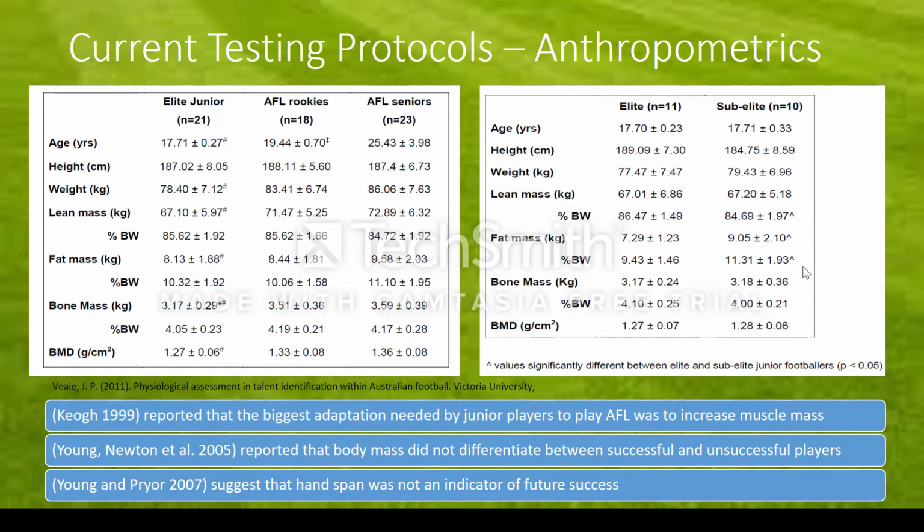If we now have a look over at this table, we can see that there are significant differences between percentage body weight in terms of lean mass, and also when we look at fat mass we can see that there are significant differences between total fat mass and fat mass as a percentage of body weight.